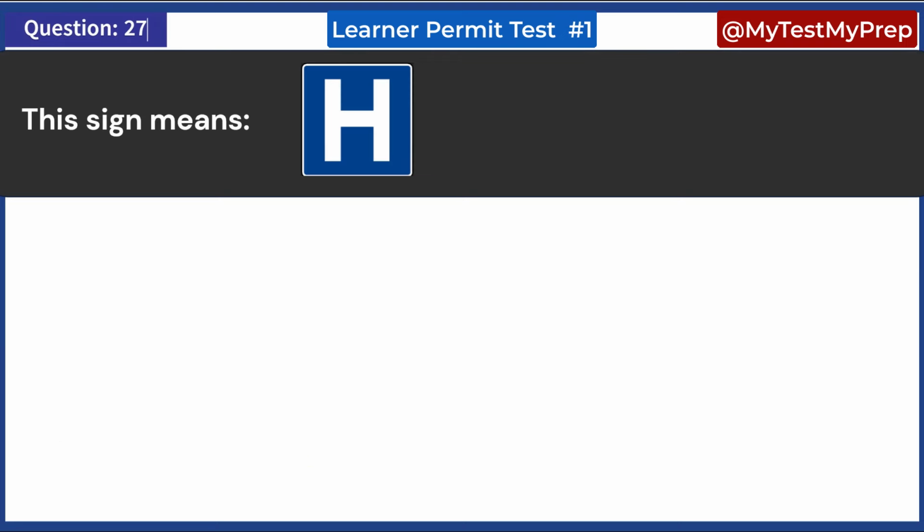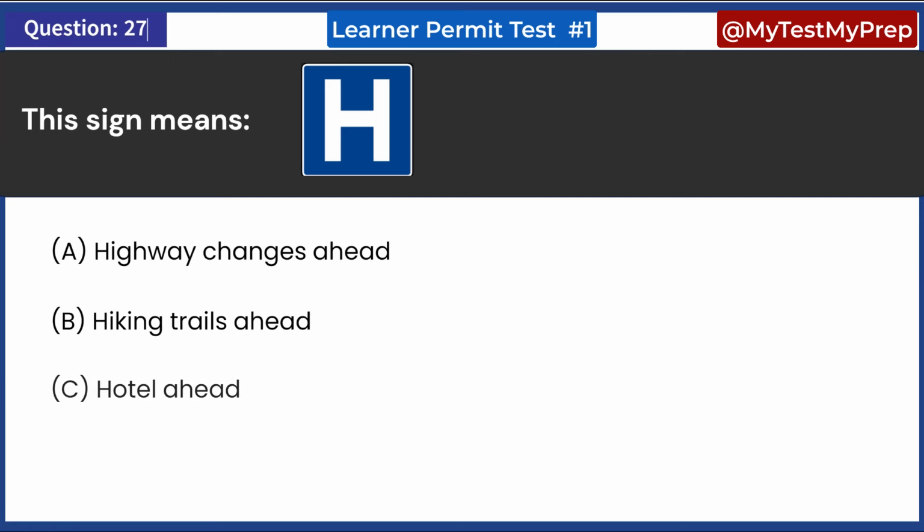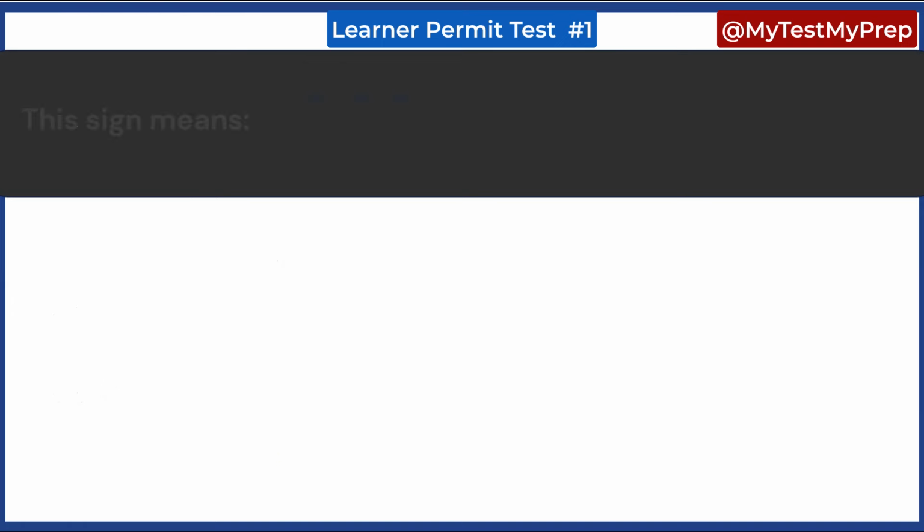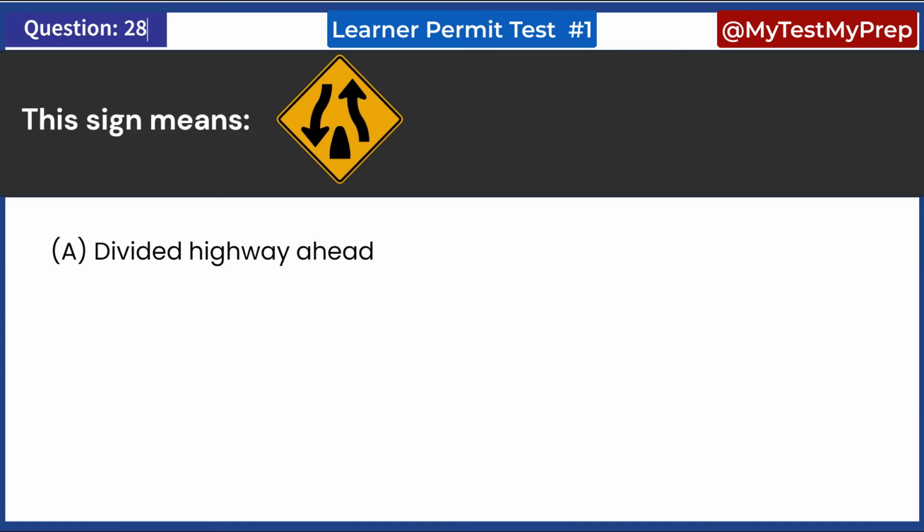This sign means: A. Highway changes. B. Hiking trails ahead. C. Hotel ahead. D. Hospital ahead. Answer: D. Hospital ahead.